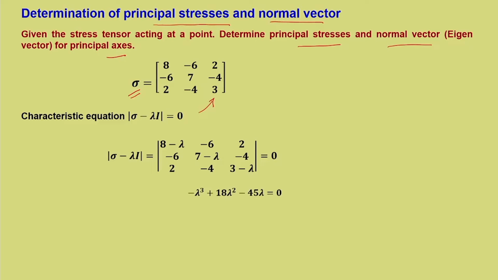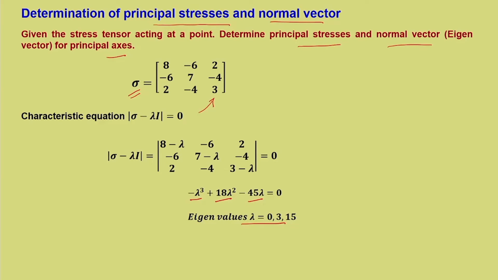Now, if you expand this and find the determinant, you will get minus lambda cube plus 18 lambda square minus 45 lambda equal to 0. The last component becomes 0. I strongly suggest you go through it and do it by yourself. Solving this equation, you will get the eigenvalues lambda equal to 0, 3 and 15.